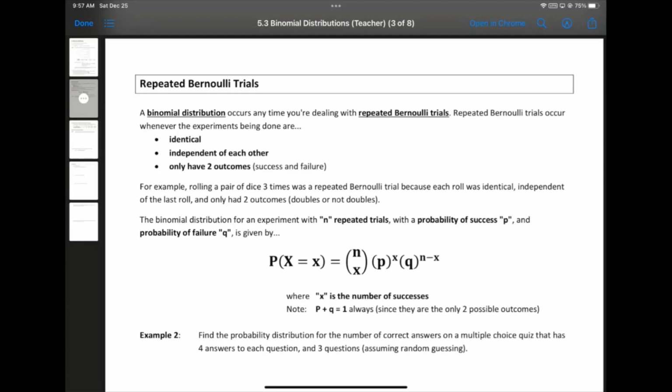Okay, I'm going to keep driving that home because it's important to understand that for the next few lessons, because some of the other distributions require repeated Bernoulli trials and some require that they are not repeated Bernoulli trials. So understanding a repeated Bernoulli trial is kind of important. 3 criteria: identical, independent, 2 outcomes, success and failure. Okay, so if we meet those criteria, then when we do these experiments, we have a binomial distribution, and we have an equation for that.